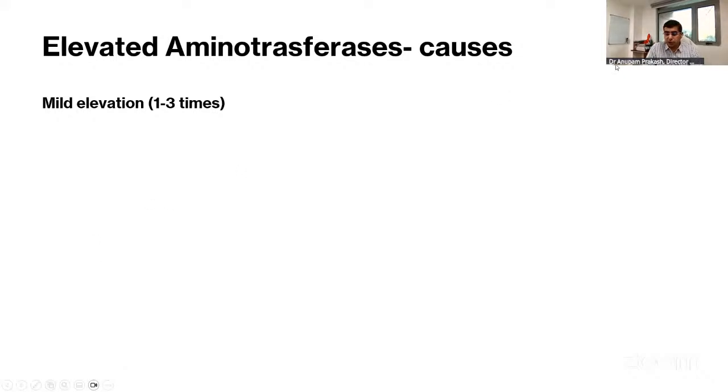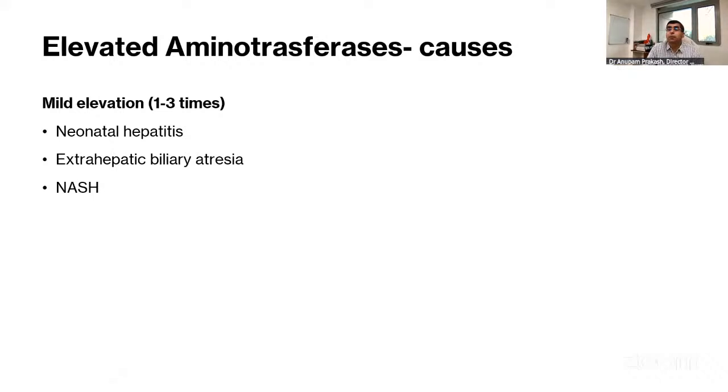Mild elevations you can still see in these conditions. But important for adults is drug-induced injuries, even mild infections like influenza, which have some viremia component and multi-system involvement. But now this NASH or MASLD, metabolic dysfunction associated steatotic liver disease, is one of the commonest in practice. So in your OPD practice, this is the commonest entity which will contribute to mild elevation of transaminases.